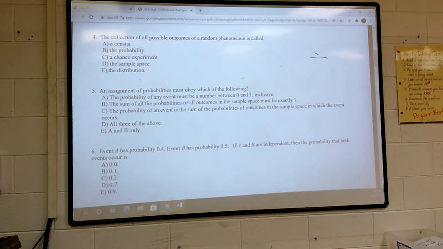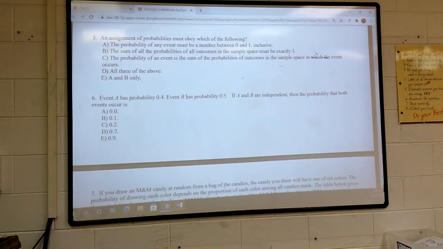Number 5, an assignment of probabilities must obey which of the following? Okay, so think about it. A, does the probability of any event have to be between 0 and 1, inclusive? Yes. What does inclusive mean? It could include 0 or 1. And it could. 0 means it never happens. 1 means it always happens, right? B, does the sum of all the probabilities have to add up to 1? Yes. So we've got A and B already, so it could be E, right?